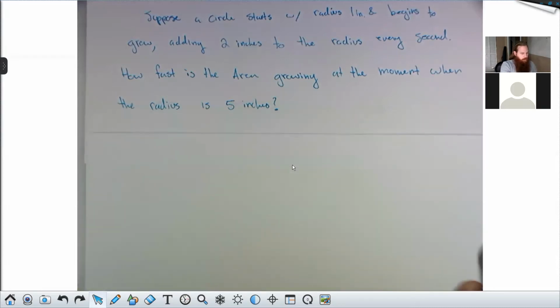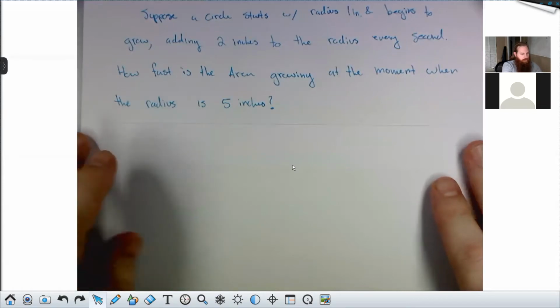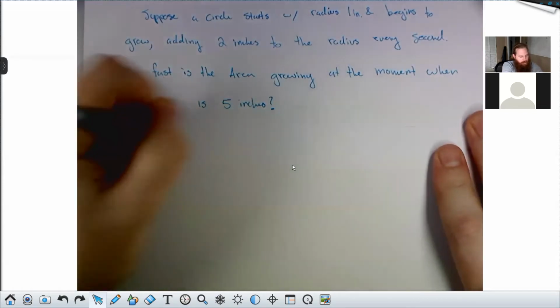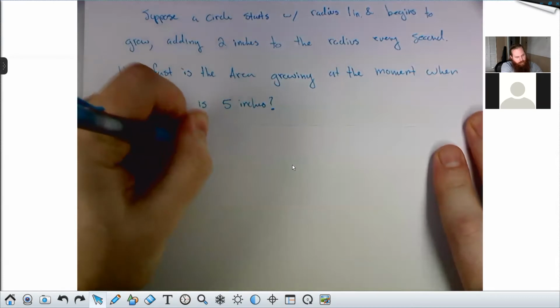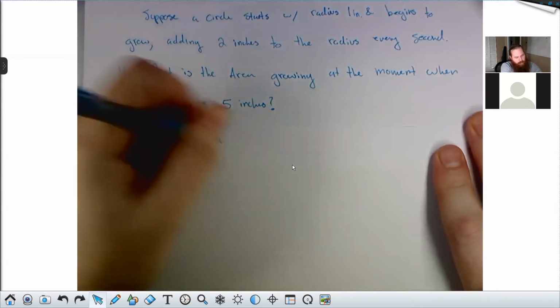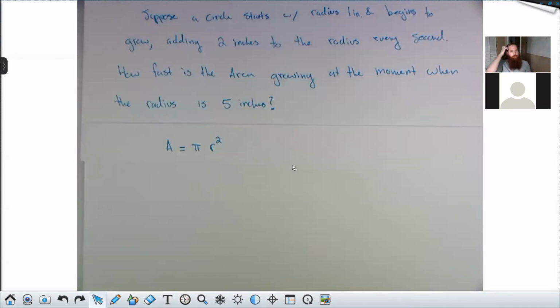So what I do is I begin with my algebra relationship between the two quantities. A equals pi r squared. And I differentiate implicitly on both sides with respect to whatever the thing is that's changing. So I'm measuring how fast the area is changing over time and how fast the radius is changing over time, right? The radius is growing 2 inches every second.